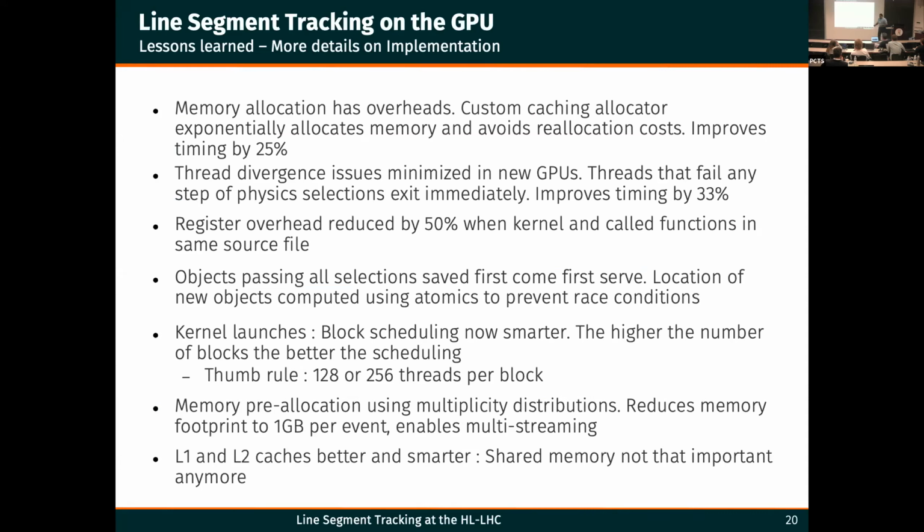And earlier GPUs used to have this thing called thread divergence. GPUs are designed in such a way that 32 threads will run in parallel. 32 threads will always run in lockstep. They'll always run together. So even if one of the 32 threads runs slower than the remaining 31, all these 32 threads get locked up. This used to be a problem back in the day, but now these issues are sort of reduced. Essentially, you can write GPU code like CPU code these days, where threads that fail any step of the physics selections will exit immediately. And it turns out this actually improved timing for us, though conventional wisdom would say that this should screw timing up, that timing should go bonkers, but that did not happen to us.